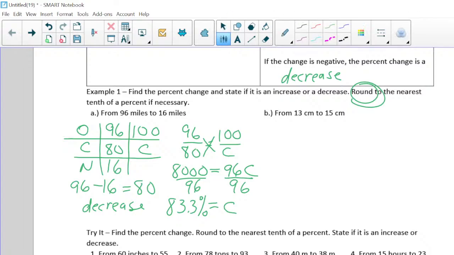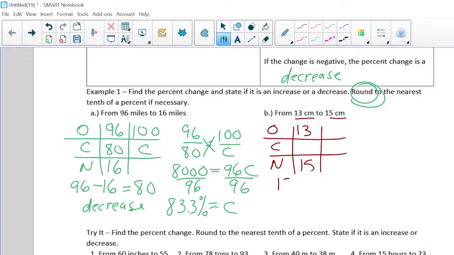So let's try it again. This time we'll go from 13 centimeters to 15 centimeters. Again, I draw my tic-tac-toe board. Original, change, and new. We start off with 13 centimeters at the start. We go to 15 centimeters at the new. 15 minus 13 gives us a change of 2. Going from 13 to 15 is an increase.